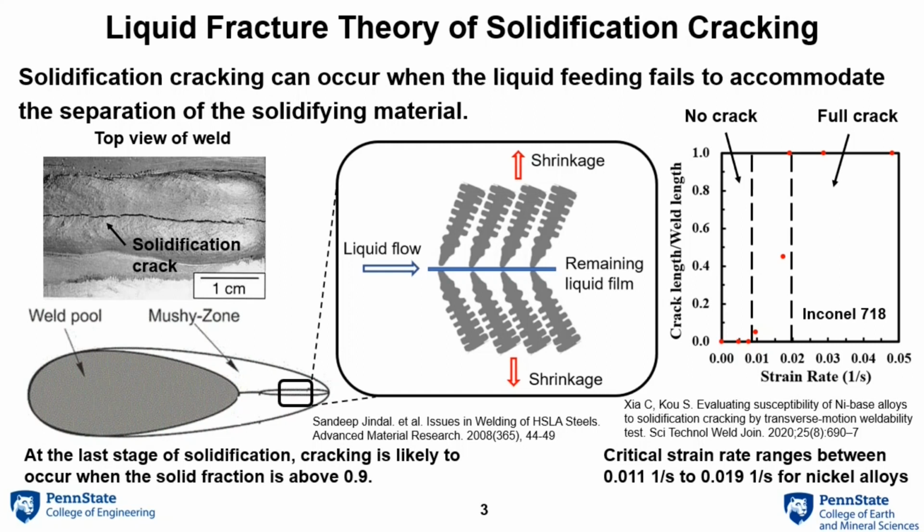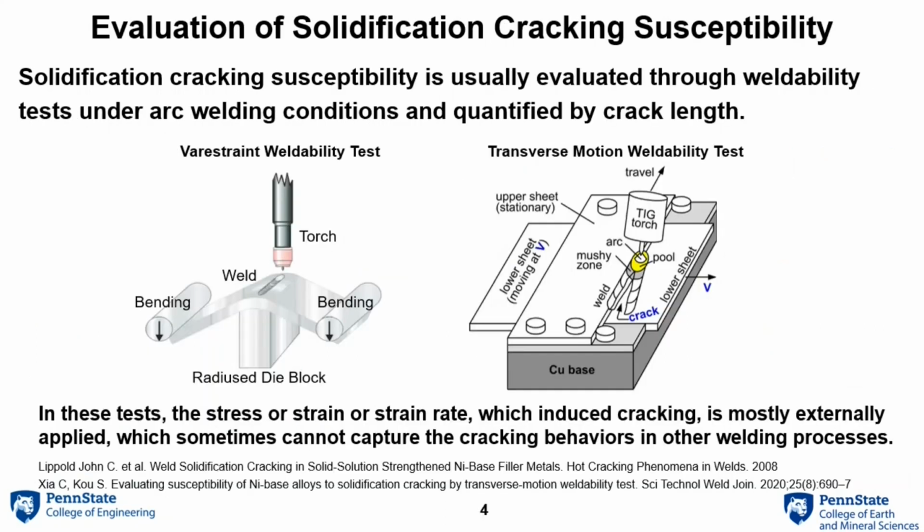Here I show one of the examples for the welding of Inconel 718. You can see when the strain rate is very low, no cracking is going to occur, and only when the strain rate is higher than a specific value can cracking occur. We call this specific value the critical strain rate, which ranges between 0.011 to 0.0191 per second for nickel alloys.